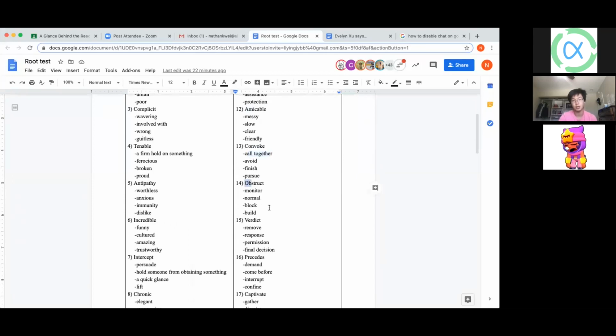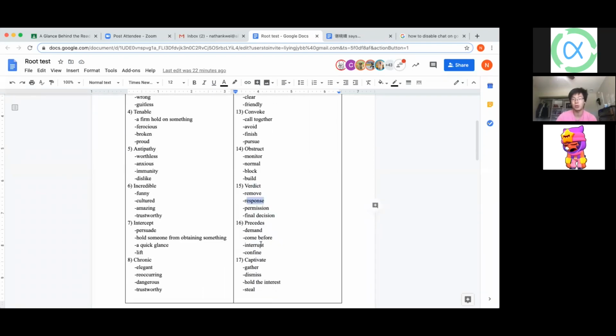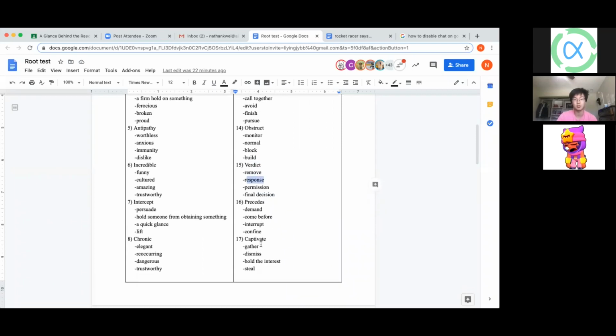Obstruct. Ob means against, so obstruct would have to be related to against. The best word here would be block, so blocking someone from getting something. Verdict. Dict again means saying or talking, so verdict would probably be a final decision, or a response. I didn't realize that, but both of these would probably work as answers, and I would understand both. So I'm going to take both answers. I feel like both answers are acceptable. I didn't realize I put that response in. So response and final decision both work.